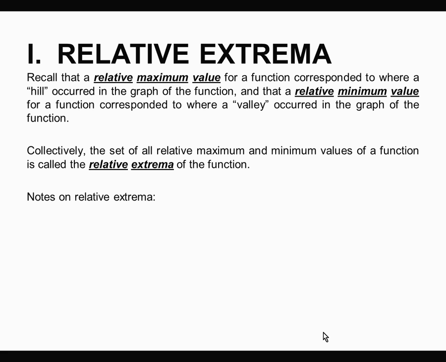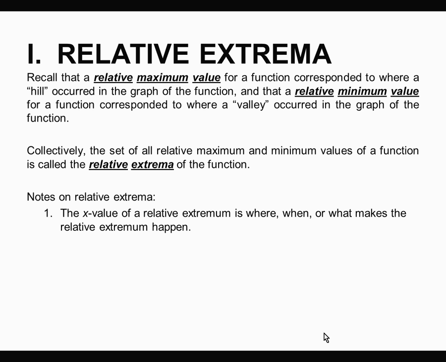Notes on the relative extrema. Number one, the x value, which remember that's the independent variable, of a relative extremum is where, when, or what makes the relative extremum happen. So it's where it is, when it is, which is when you're using time, or what makes the relative extremum happen, or what causes it to happen. Number two, the y value, which remember that's the functional value, of a relative extremum is what the relative extremum is. So the x value is where it is, when it occurs, what makes it happen, what causes it to happen, and the y value, the functional value, is simply what is the relative extremum, what is its value.